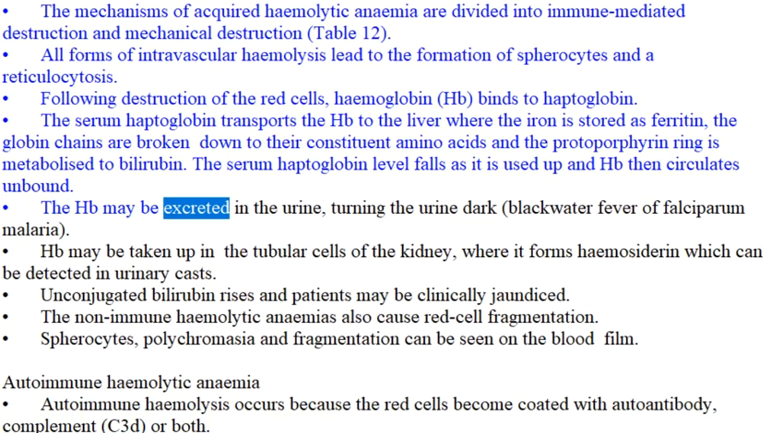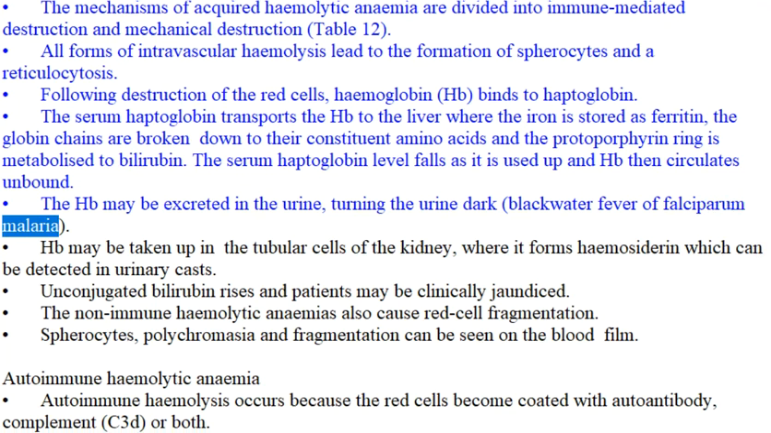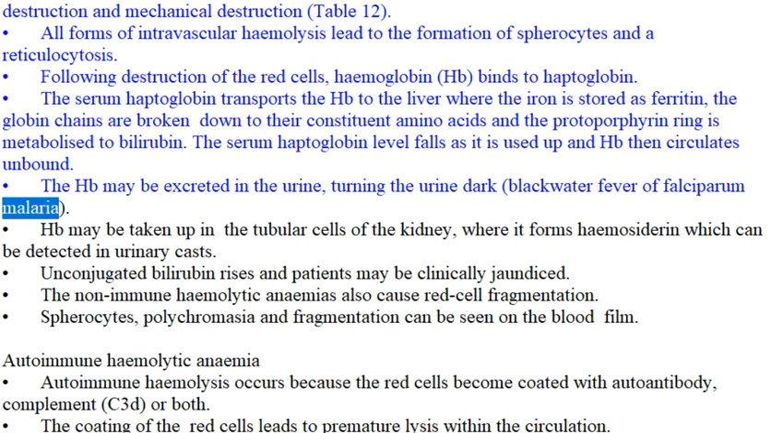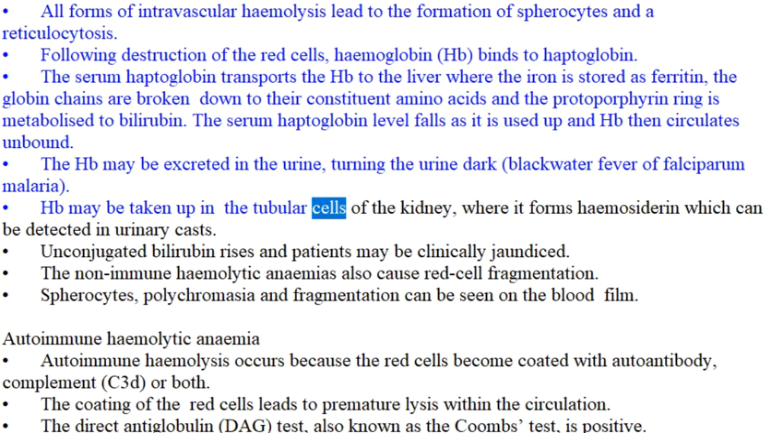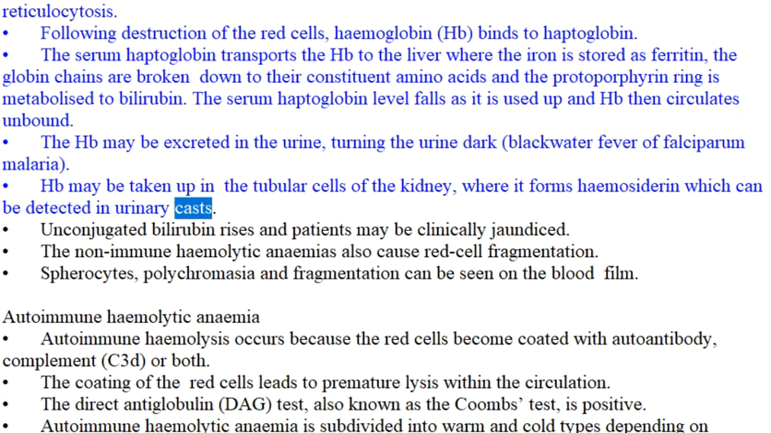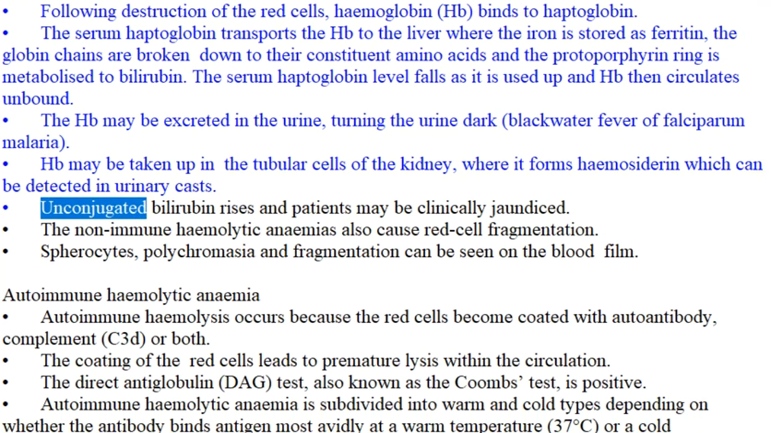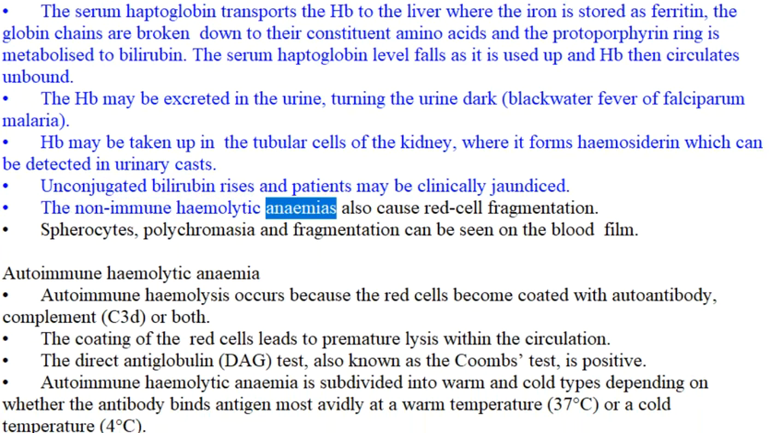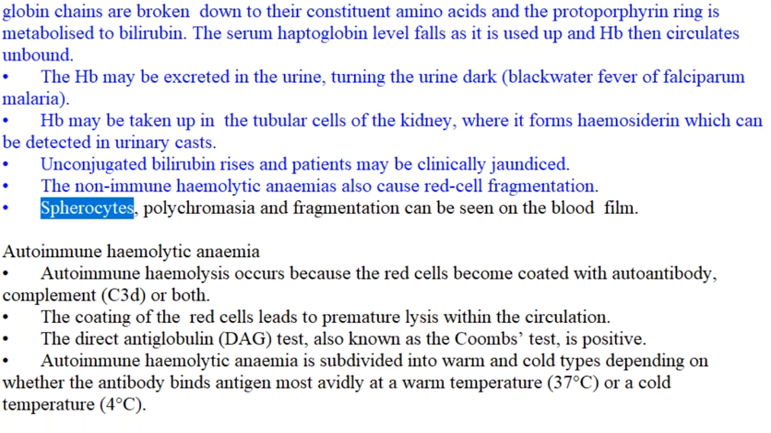The Hb may be excreted in the urine, turning the urine dark, as in black water fever of falciparum malaria. Hb may be taken up in the tubular cells of the kidney, where it forms hemosiderin which can be detected in urinary casts. Unconjugated bilirubin rises and patients may be clinically jaundiced. The non-immune hemolytic anemias also cause red cell fragmentation. Spherocytes, polychromasia, and fragmentation can be seen on the blood film.